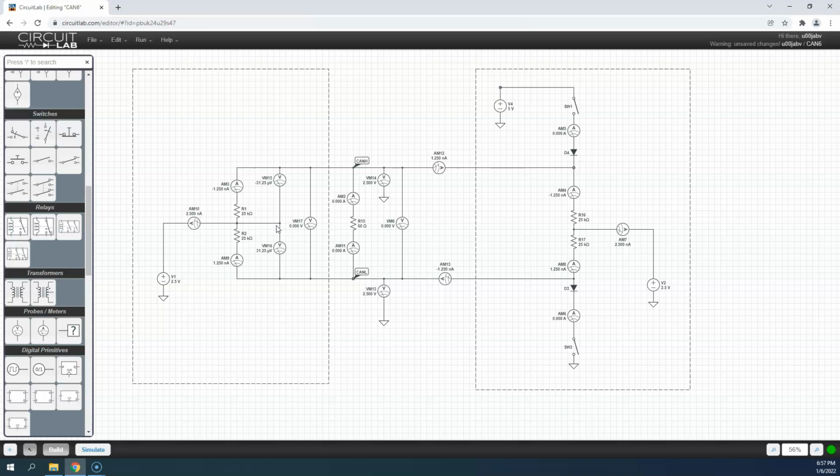Hopefully this will make sense. If it doesn't, I'll probably just delete this one and move on to something else.